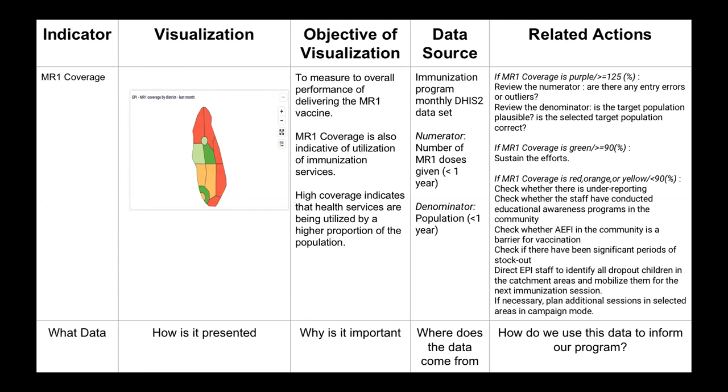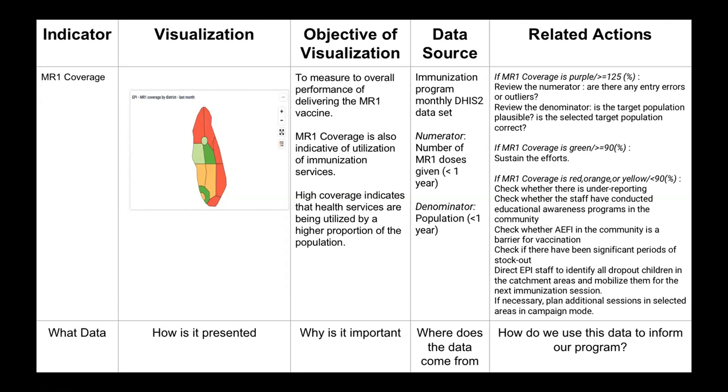And now if MR1 coverage was less than 90%, then we would need to check for various aspects: whether there is underreporting, whether the community is aware of the importance of vaccination, whether any recent AFI has occurred in the community and hence there is a resistance or reluctance in the community for vaccination, and if there have been any significant stockout of the vaccine, thus leading to the low coverage.